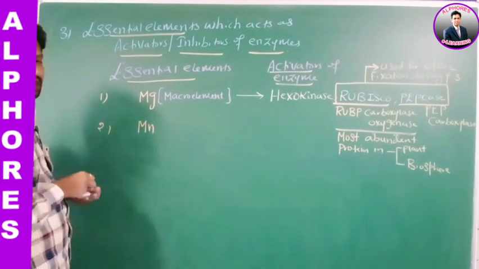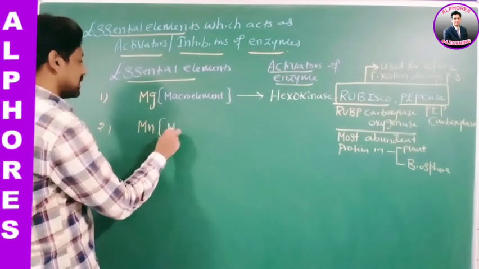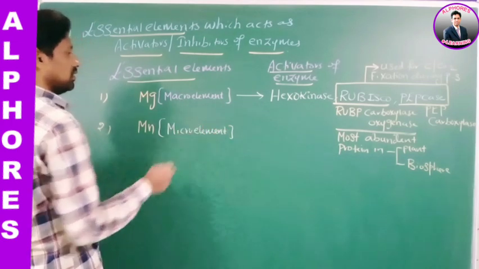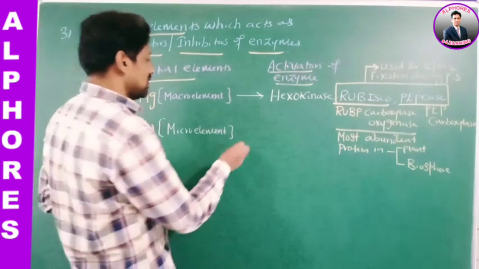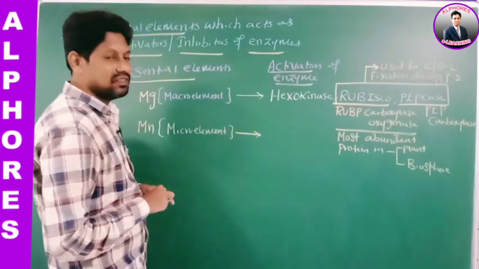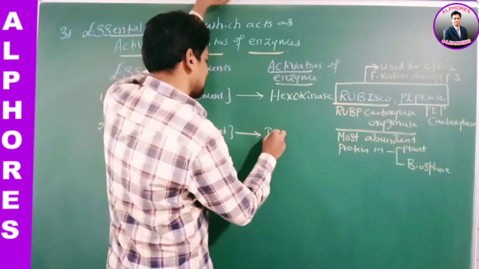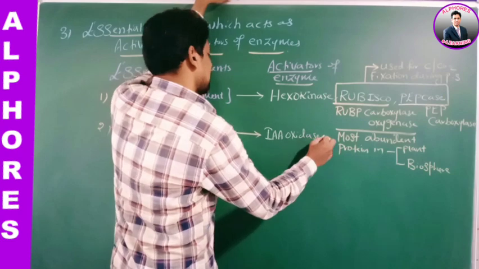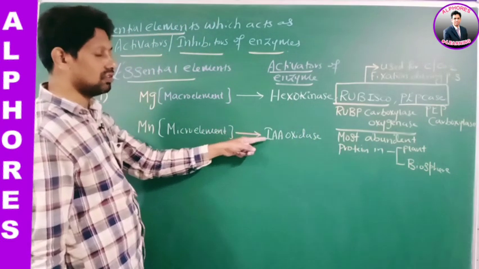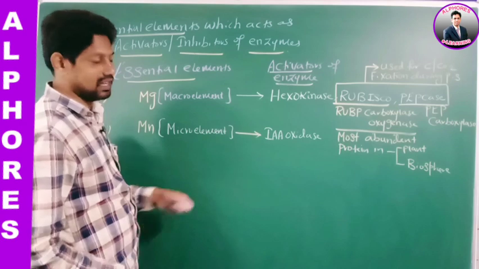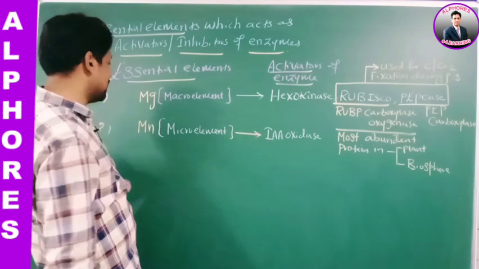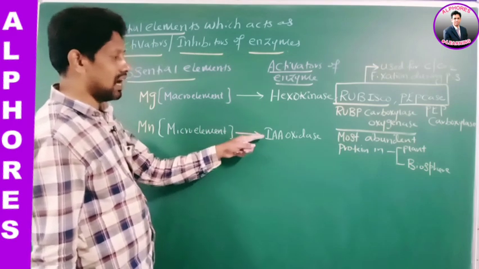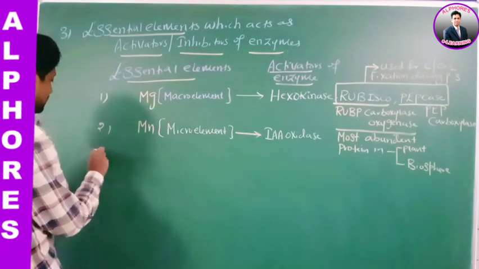Sir, manganese is a macro element or micro element? It is a micro element. Sir, this manganese acts as an activator of which enzyme? IAA oxidase. IAA is indole 3 acetic acid, a type of auxin. Yes or no? Right. Therefore, manganese, a micro element, acts as an activator of IAA oxidase.